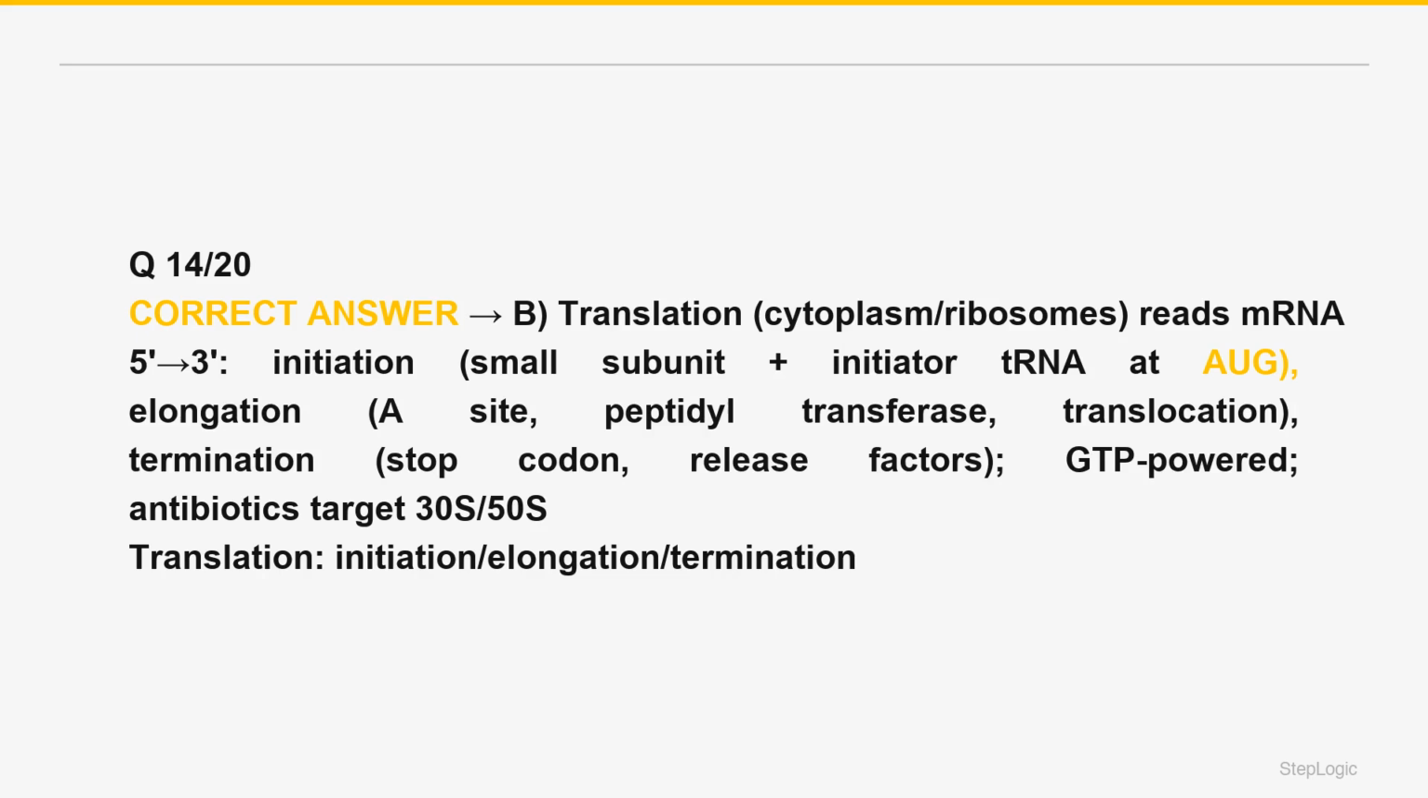Elongation cycles through 3 ribosomal sites, A, P, E. A new aminoacyl tRNA enters the A site if the codon is matched. Peptidyl transferase, a ribozyme in the large subunit, forms the peptide bond and the ribosome translocates 1 codon, consuming GTP. Termination occurs at a stop codon, UAA, UAG, UGA, where release factors free the polypeptide. This machinery is a major antibiotic target in bacteria, which have 30S and 50S subunits. Aminoglycosides and tetracyclines hit the 30S. Macrolides, clindamycin, chloramphenicol, and linezolid hit the 50S, exploiting the difference from the human 40S and 60S ribosome. The cytoplasmic 5' to 3' initiation, elongation, termination process is correct.